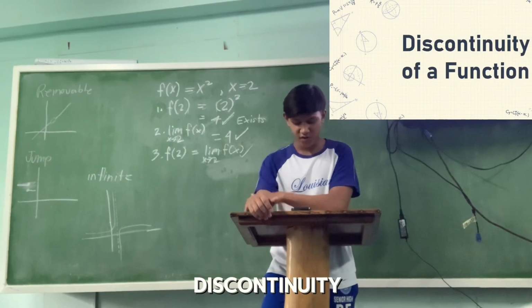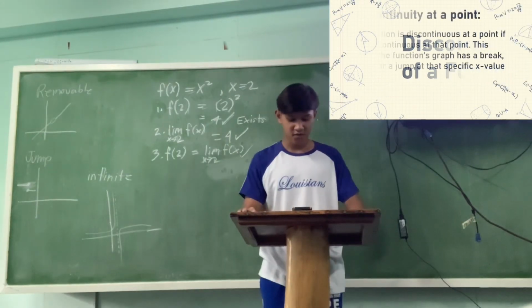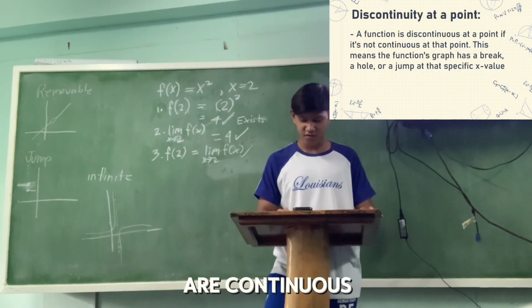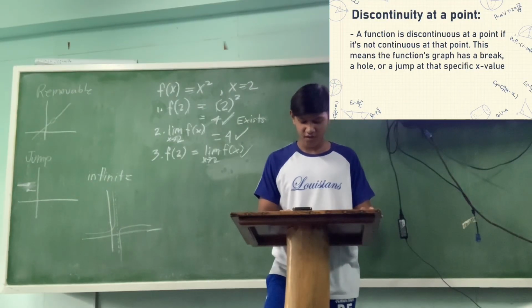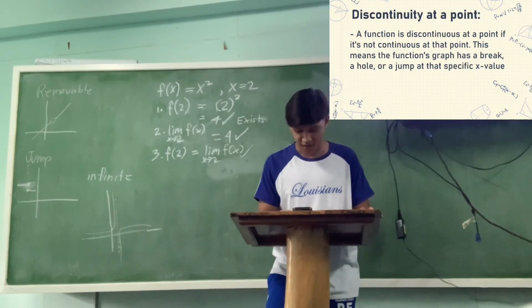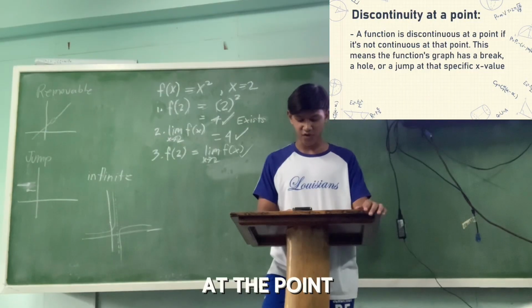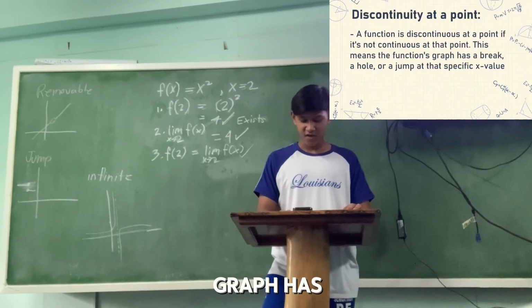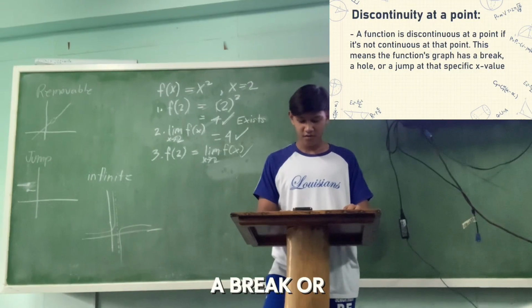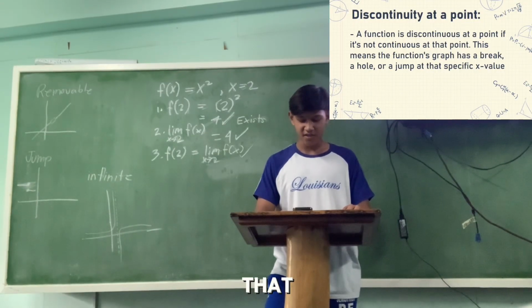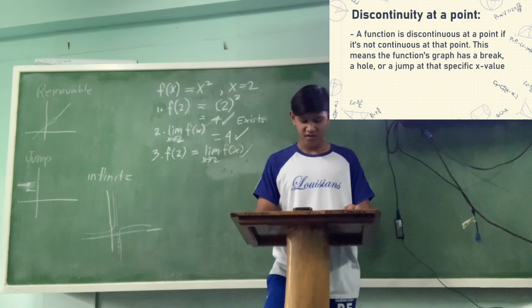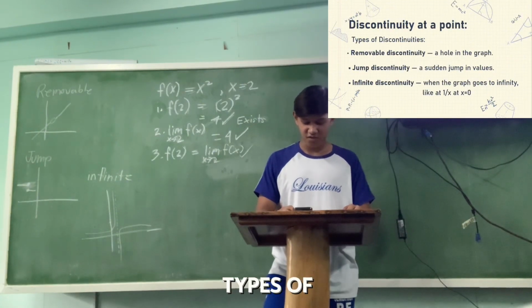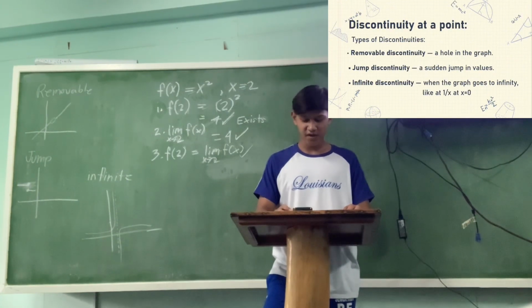Types of discontinuity. Not all functions are continuous. A function is discontinuous at a point if it's not continuous at that point. This means the function's graph has a break, hole, or a jump at that specific x value. There are different types of discontinuities.